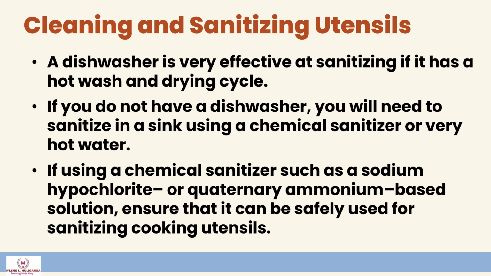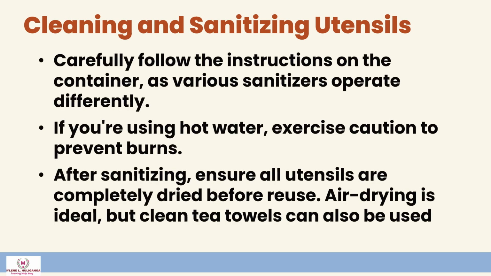A dishwasher is very effective at sanitizing if it has a hot wash and drying cycle. If you do not have a dishwasher, you will need to sanitize in a sink using a chemical sanitizer or very hot water. If using a chemical sanitizer such as a sodium hypochlorite or quaternary ammonium-based solution, ensure that it can be safely used for sanitizing cooking utensils. Carefully follow the instructions on the container, as various sanitizers operate differently. If you're using hot water, exercise caution to prevent burns.